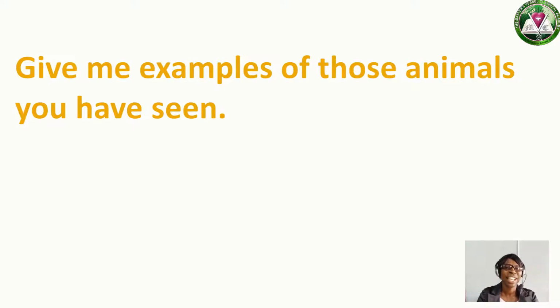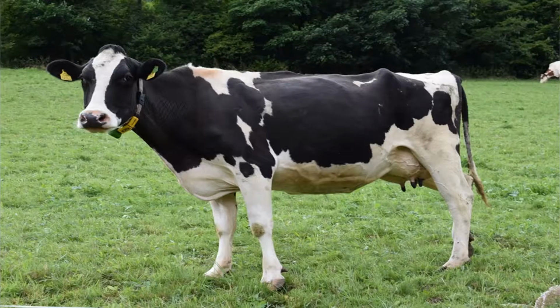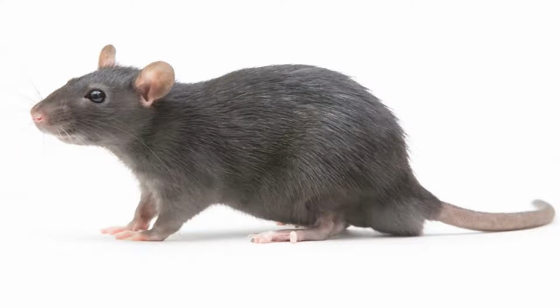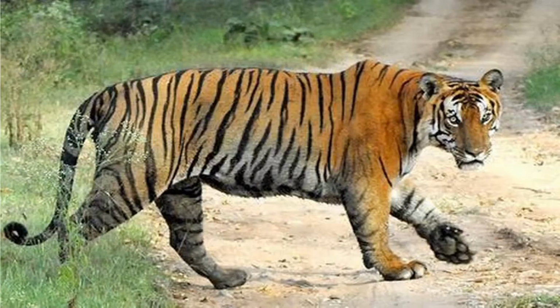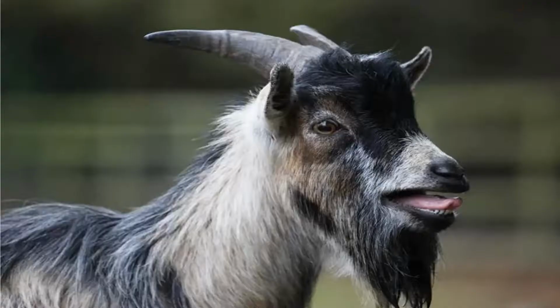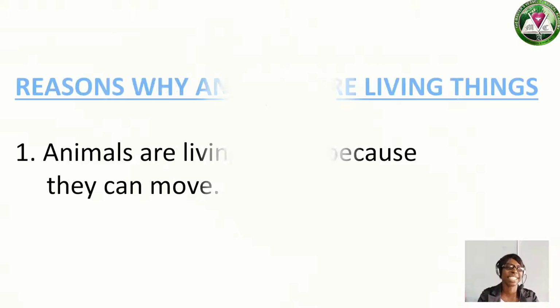Good. All right. Examples of animals are dog, cow, cat, rat, lion, tiger, snake, frog, goat, human being, and so on. These are examples of animals. We have other ones.